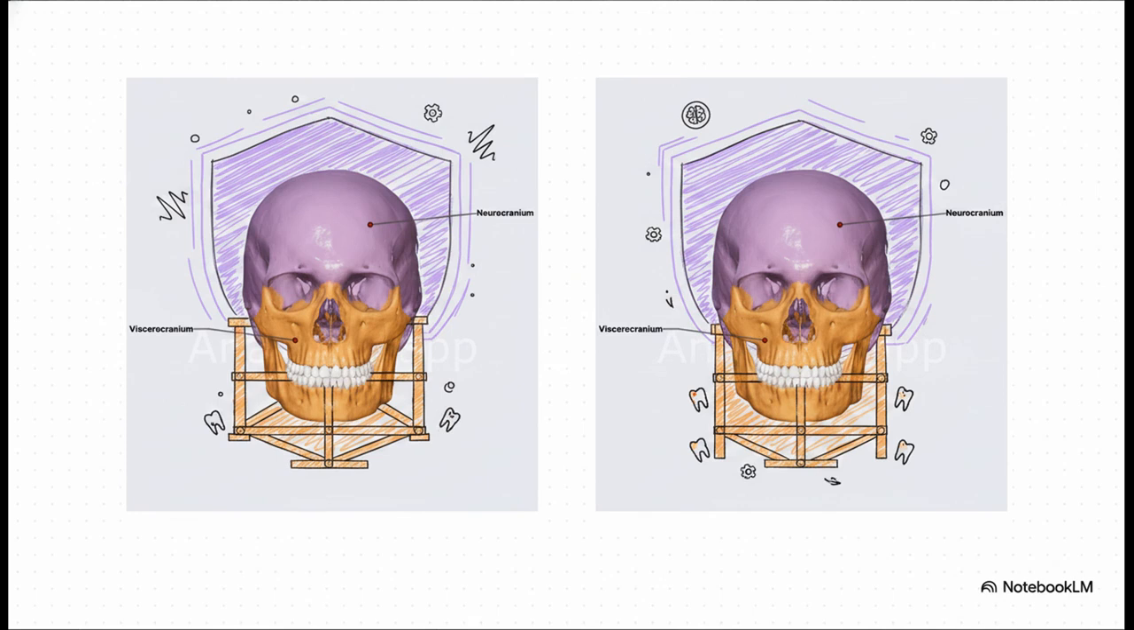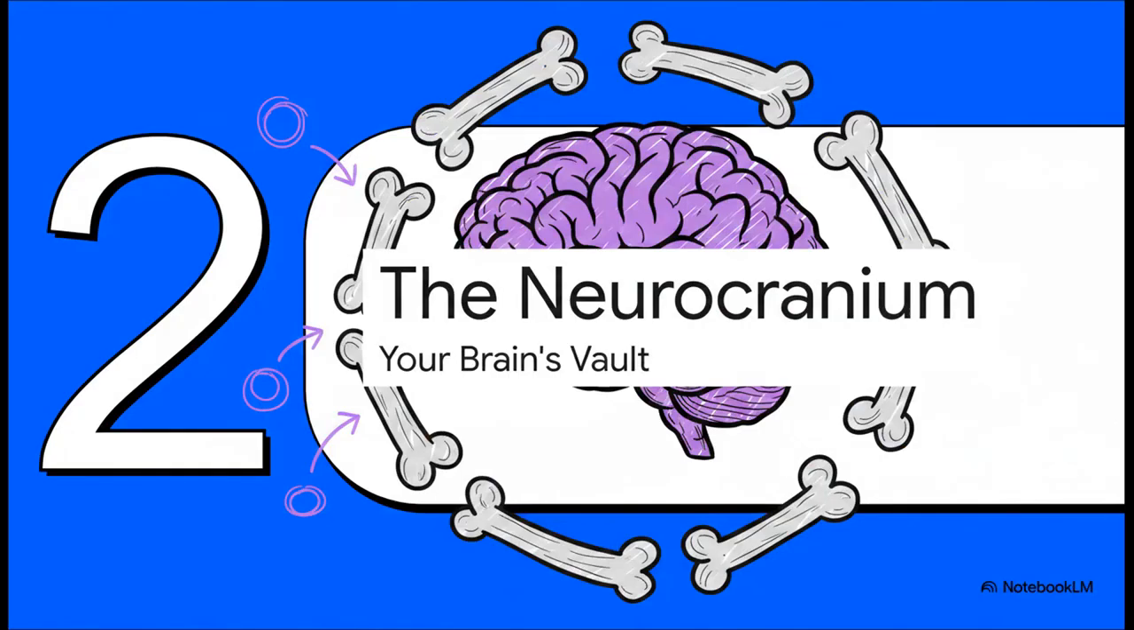Look at this purple section. That's the neurocranium, creating a literal protective vault out of 8 distinct bones. And then, sitting right below and in front of it, is the orange section. That's the viscerocranium, acting as a facial scaffold made up of the remaining 14 bones. Moving right along to Section 2, the neurocranium, your brain's vault.